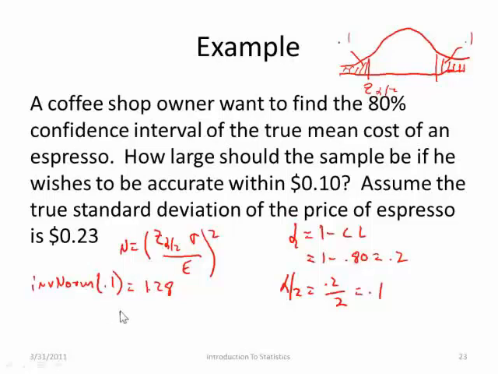So plugging everything in, 1.28 times sigma, which is 0.23, divided by 0.1, squared. At the end of the day, if you want to double check me and make sure I'm correct, that would be nice.